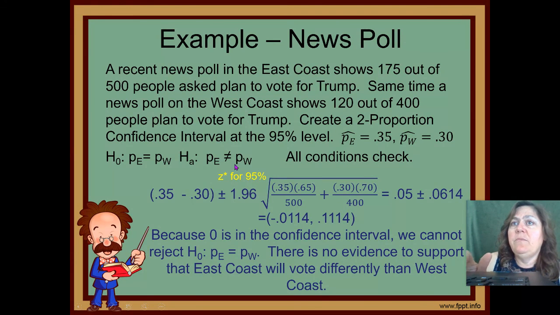Here's the difference of your p-hats, plus or minus your z star for 95%. And then here is your p-hat 1, 1 minus p-hat 1, p-hat 2, 1 minus p-hat 2, and then your n1 and n2. Calculating that formula, I got this information that I am 95% confident that the difference is between here and here. As we can see, 0 is in this confidence interval. So we cannot reject H0, we'd have to assume that there is no difference, that the East Coast and the West Coast would not be voting differently, using the CI method.